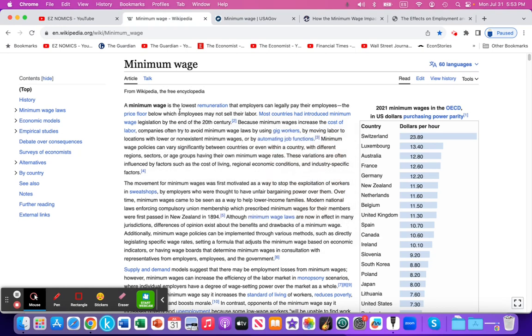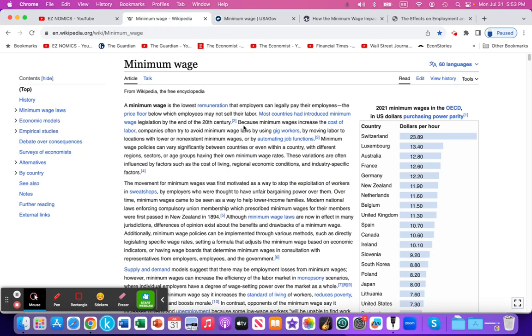Minimum wage, as we can see here according to Wikipedia, is the lowest amount that can be paid. So it's a type of price floor that can be paid for the employment of labor. It's typically used to protect low-skilled workers so that they are not exploited in the labor market, so that they can earn a wage to cover their necessities such as food, housing, and clothing.